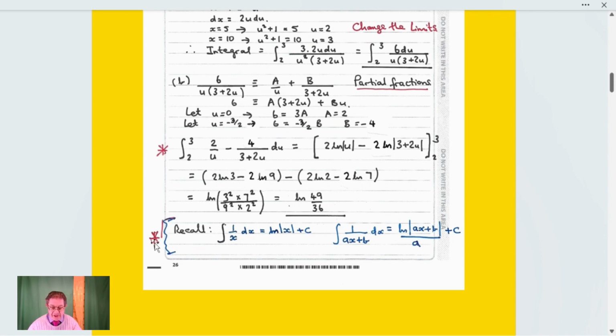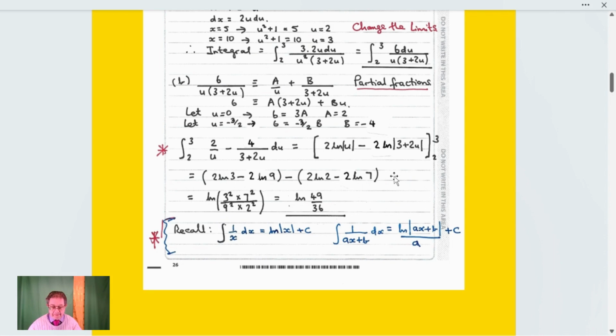It's now in a form where I can use the results from the bottom. So 2 over u integrates to 2 ln of mod u. Subtract 4 times ln of modulus of 3 plus 2u, over 2. The 4 over 2 gives us a 2 here. It is a fairly common mistake to forget to divide by the a value.